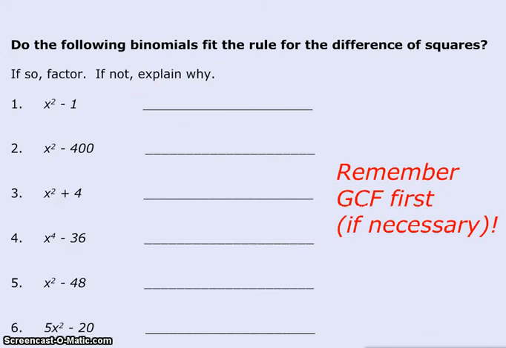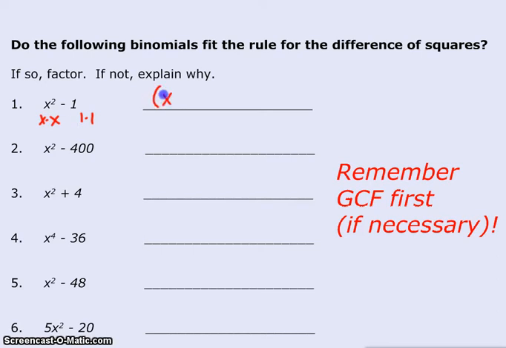Alright, so let's find out if the following binomials fit the property of difference of squares. So the first rule is that it needs to have 2 terms. And I look at all 6 of these, they do have 2 terms. The second rule is that they need to be perfect squares. X squared and 1 are both perfect squares. I also need to subtract them. So since this has a subtraction sign, I am welcome to use difference of squares.